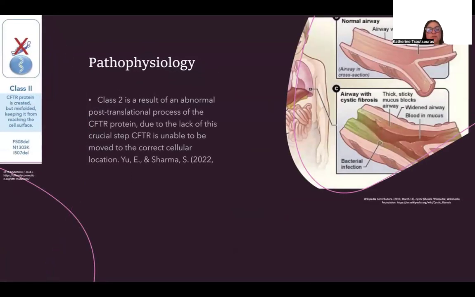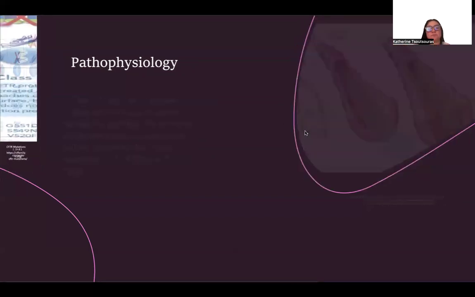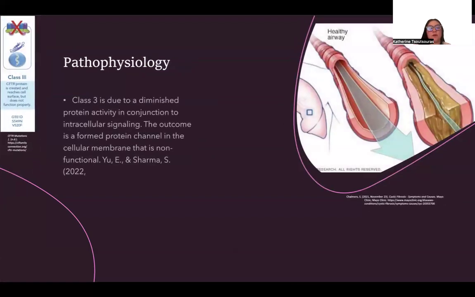Class 2 is a result of an abnormal post-translational process of the CFTR protein. Due to the lack of this crucial step, the CFTR is unable to be moved to the correct cellular location. Class 3 is due to a diminished protein activity in conjunction to intracellular signaling. The outcome is a formed protein channel in the cellular membrane that is non-functional.